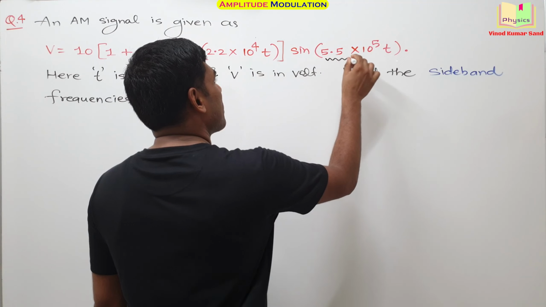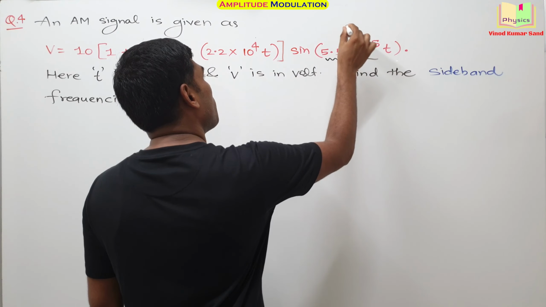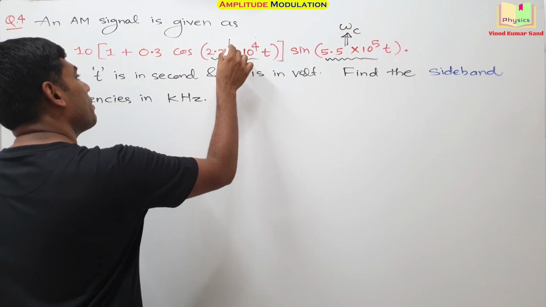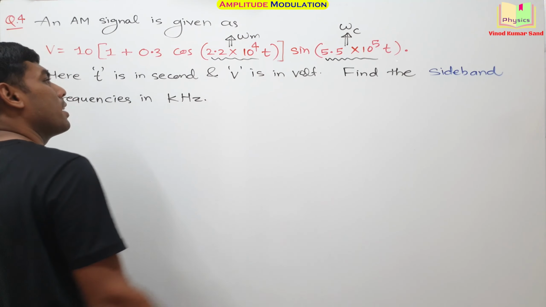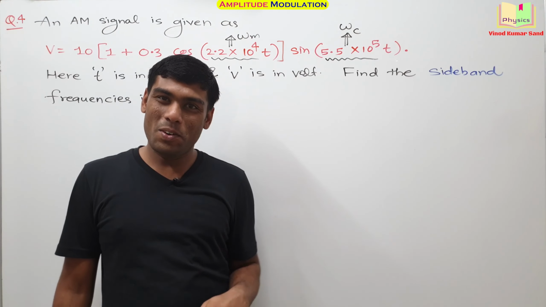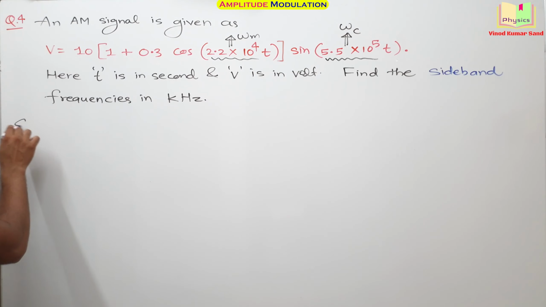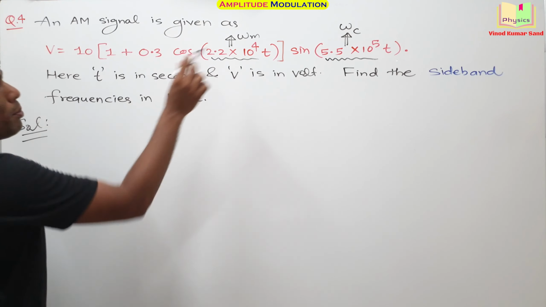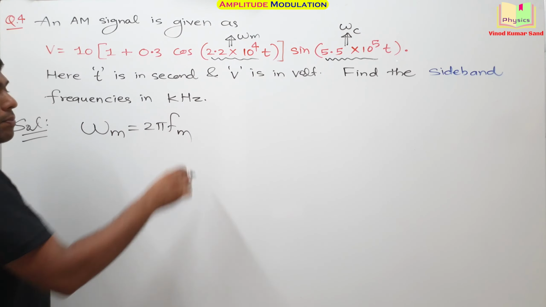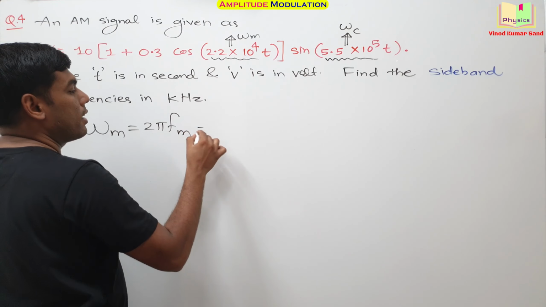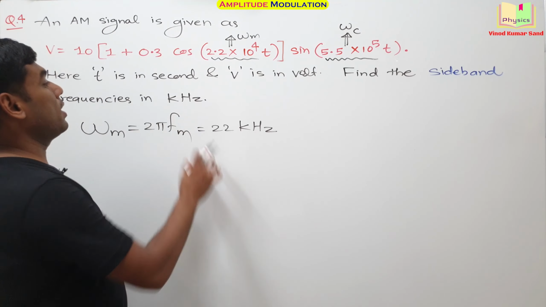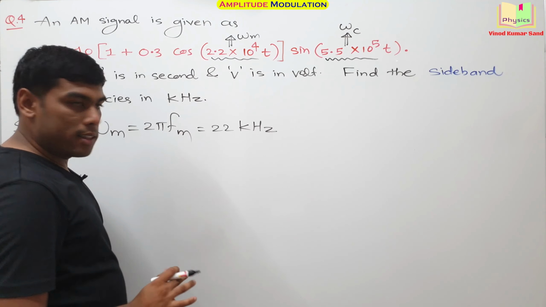This data is higher, so it should indicate the omega c and this one must indicate the omega m. Do you agree? Because in our original derivation omega c was greater than omega m. Okay, now I can start the solution. Omega m is equal to 2 pi fm and this data can be written as 22 kilohertz. Do you agree? Because we need the options in kilohertz, so I am writing the data in that format.